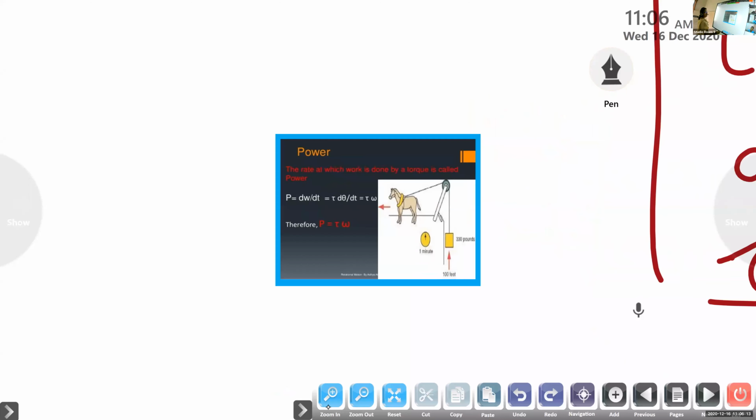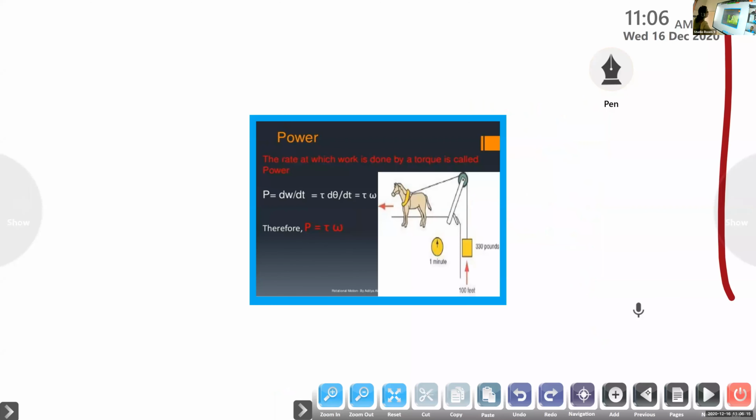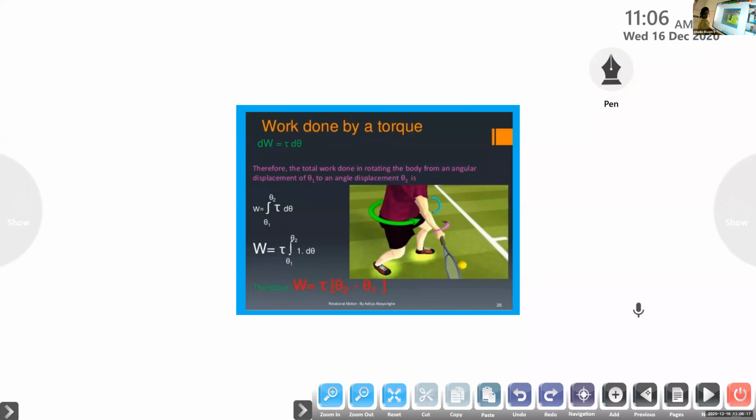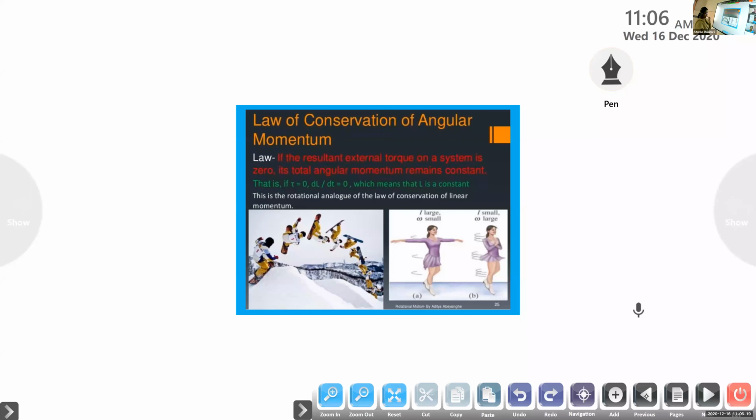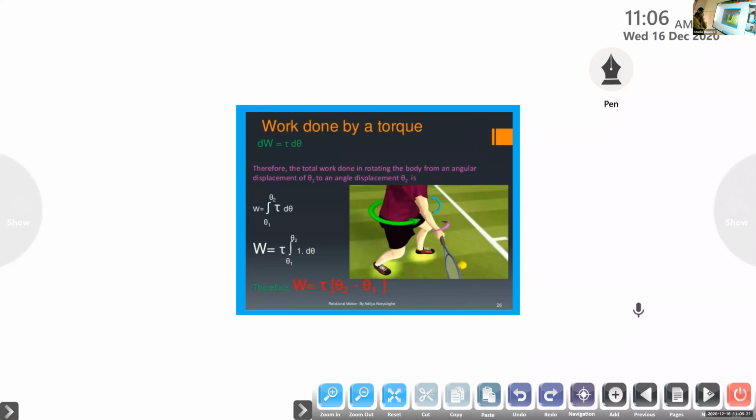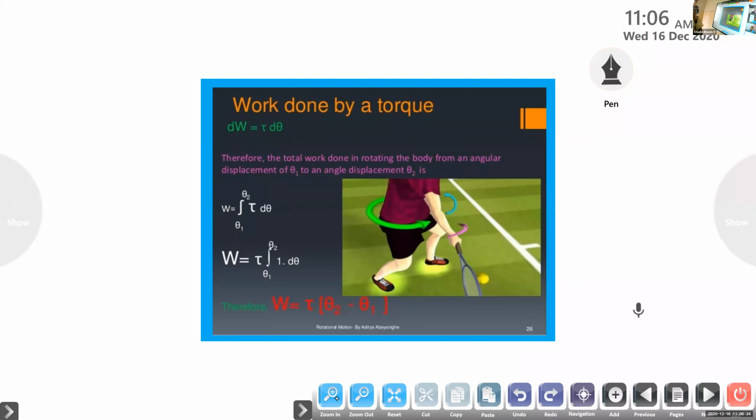Now we are moving on to work done. Work done by a torque. If you look at this slide, you can see there's a picture of a person who is playing tennis.